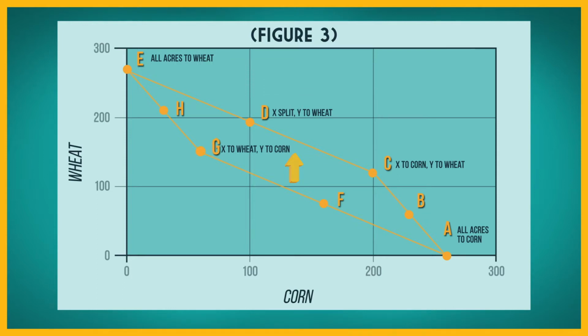To see that point G is inefficient, compare it with point D. Point D is both higher and further to the right than point G. Being higher and further to the right means that the economy produces more of both corn and wheat at point D than G. At point D, the economy produces 100 bushels of corn and 195 bushels of wheat. At point G, the economy produces only 60 bushels of corn and only 150 bushels of wheat.